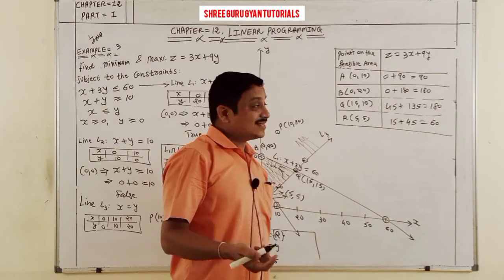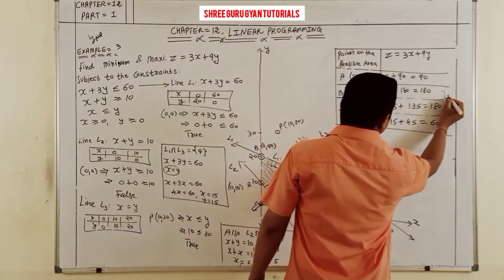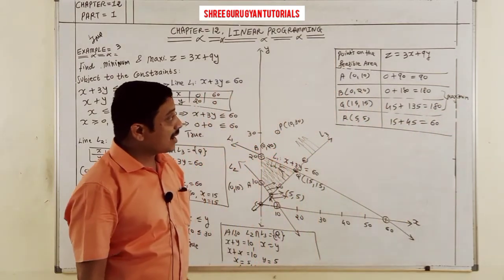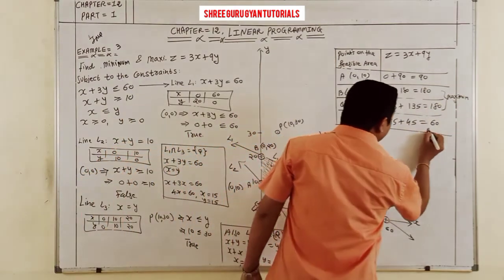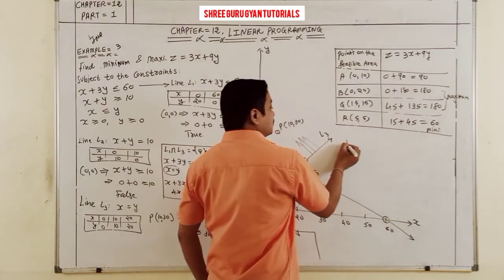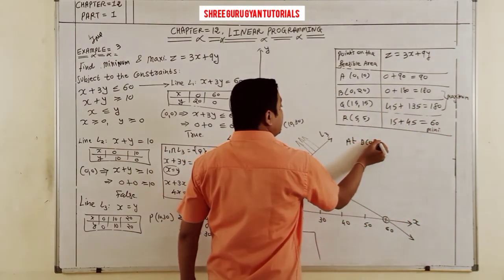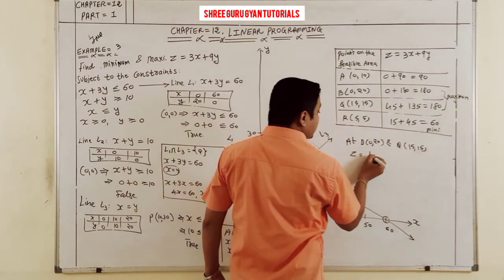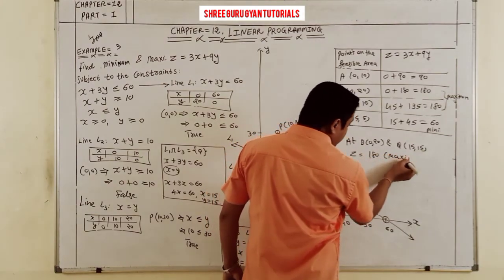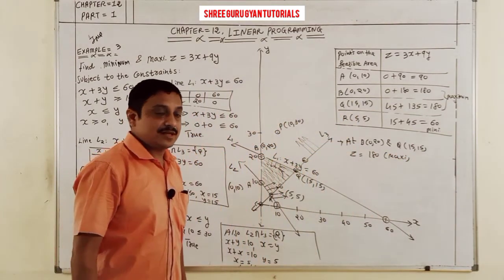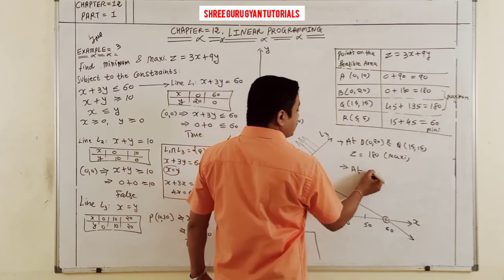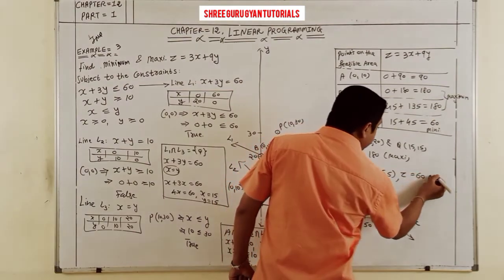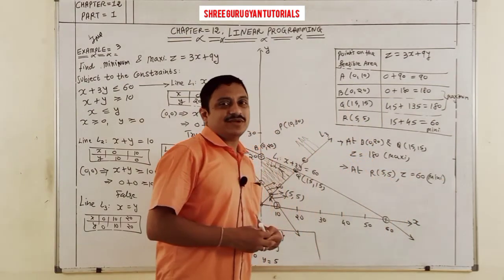So you will see that these two are your maximum value and the minimum is 60. Yes, that is your minimum value. So at the end of this sum, at B (0, 20) and Q (15, 15), Z is 180, the maximum value. This is your first answer. And the second answer: at the minimum R (5, 5), Z becomes 60, the minimum, and that should be the simple answer.